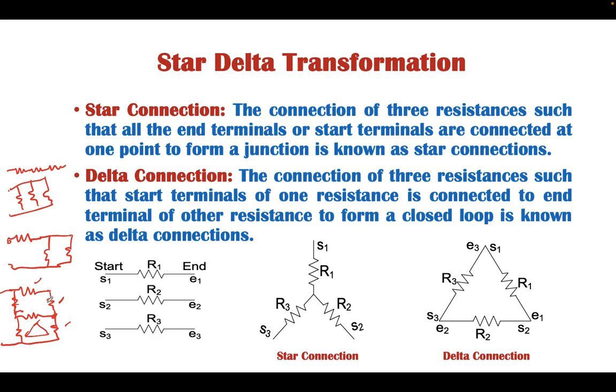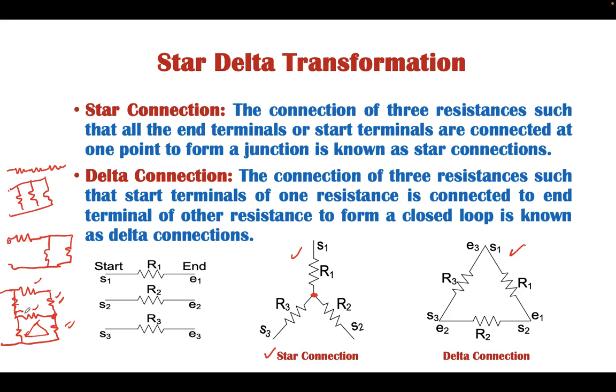If these three elements, R1, R2 and R3, are connected at a common point, then it is known as a star connection. Whereas if these three elements are making a loop, but they are neither in series nor in parallel, then this type of connection is known as a delta connection.